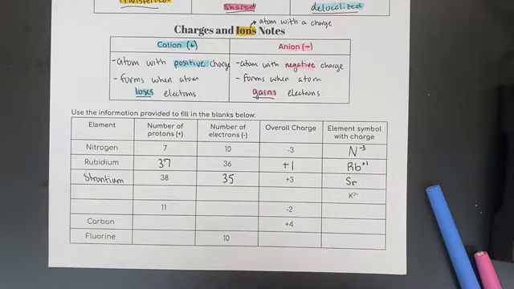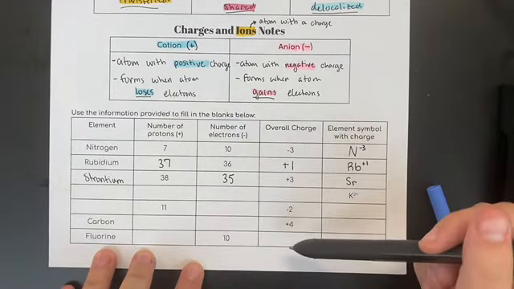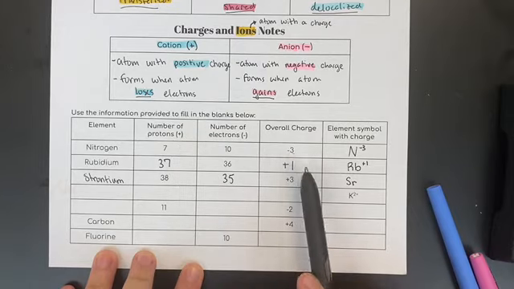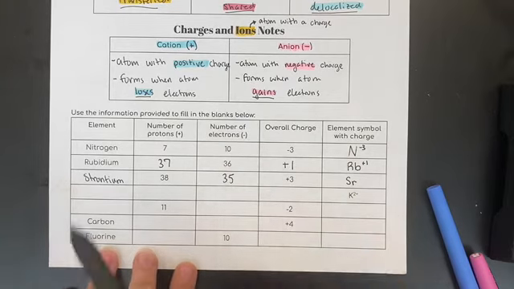A quick way to check yourself is to think about it this way: if your charge is positive, you need to have more protons. And if your charge is negative, you need to have more electrons. So finish filling out the chart and then double check and make sure that it matches up.